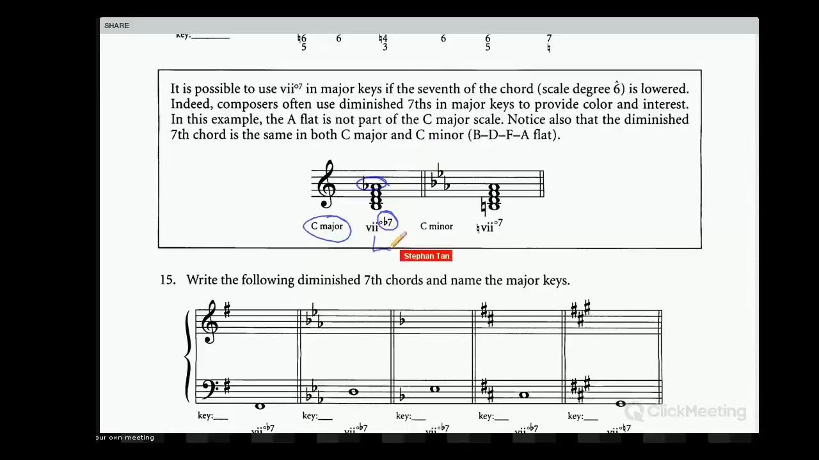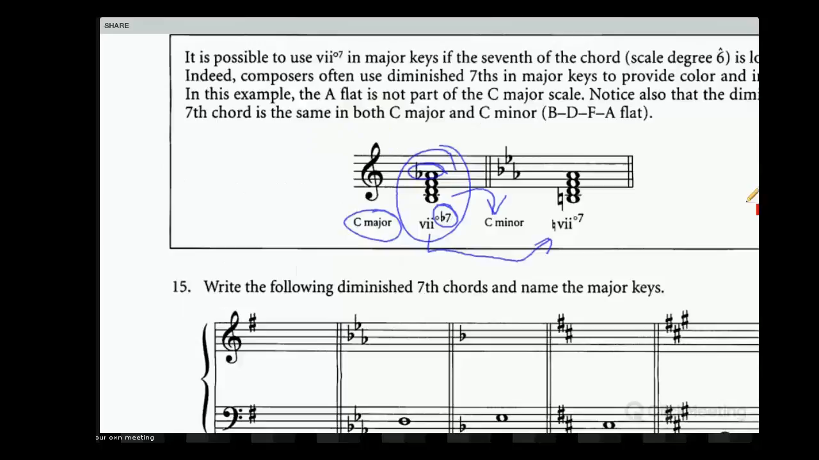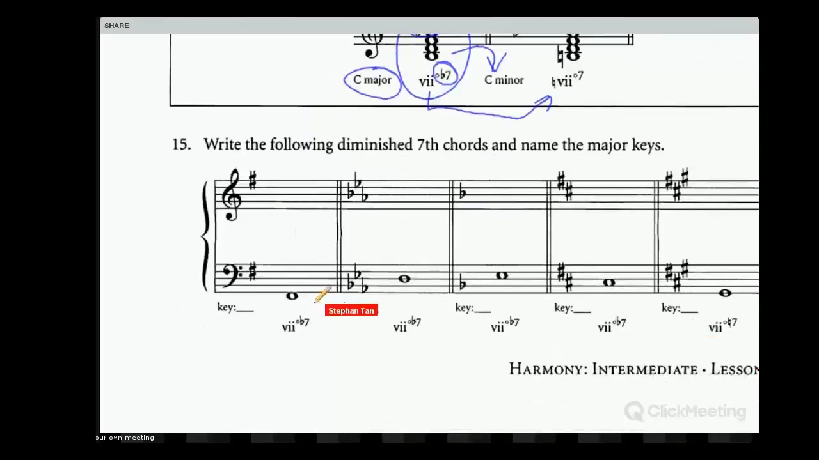All right, so notice that it's the same in the major key and the minor key. In fact, I'm borrowing this diminished seventh chord from my minor key. So if I choose to use the diminished seventh chord and I'm in a major key, I need an accidental. You'll see that sometimes in the chord symbols themselves, right? So that'll tell you whether or not you're using a diminished seventh chord or a half diminished seventh chord.